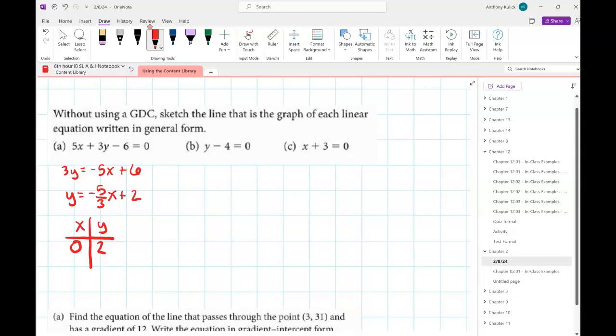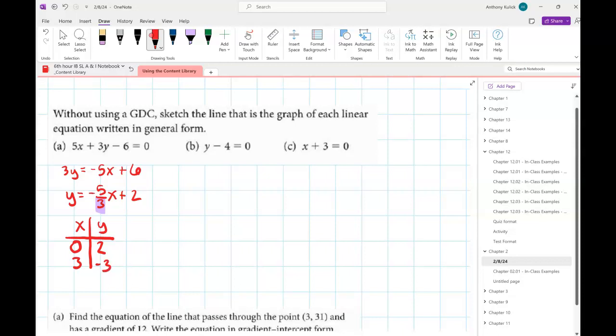What's another good x to pick here? I would not pick 2. I'd want to pick an x that's a multiple of that denominator, so when I multiply it together, I don't have a fraction. Now, 1, 2, those are fine to pick, but you have fractions left that you have to deal with, and I don't want to have to graph fractions if I don't have to. So let's use 3. What's negative 5/3 times 3? Negative 5. And then I have plus 2, so that's negative 3.